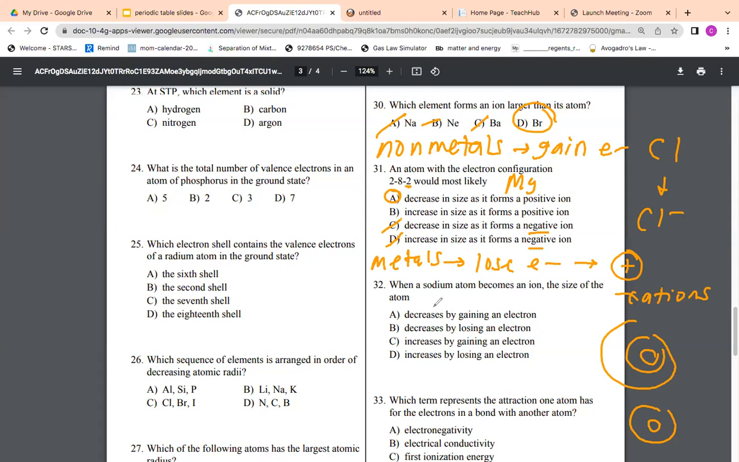Number 32, when a sodium atom becomes an ion, the size of the atom, we literally just did this. Sodium is just like magnesium. It's also a metal. If it's becoming an ion, it's Na to Na plus. It loses 1 electron because it's an alkali metal. Alkali metals like to lose 1. Its configuration is 2,8,1 specifically, and it loses a whole shell. So its size decreases, so it's definitely not C or D. And again, it does this by losing an electron. You don't gain stuff and then get smaller. So this one would be choice B.